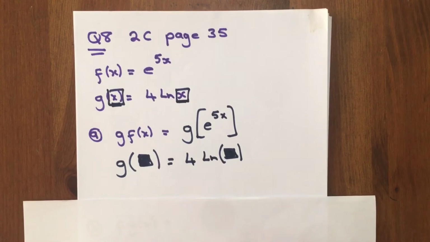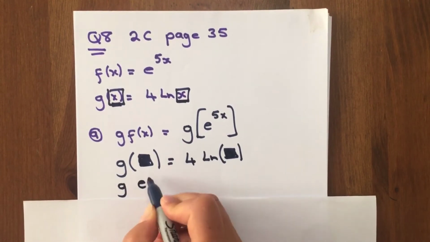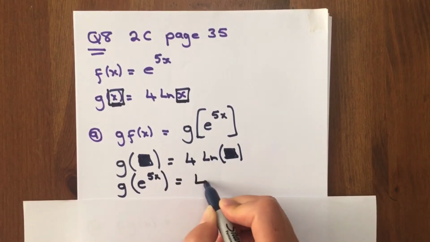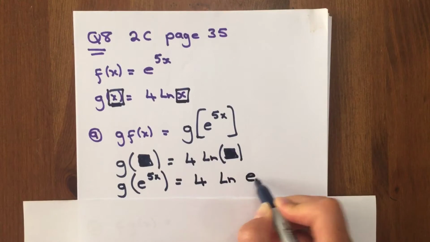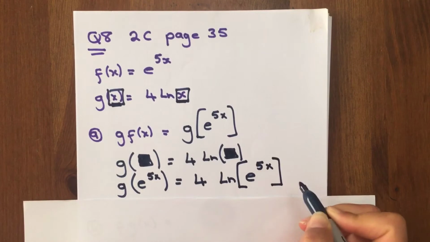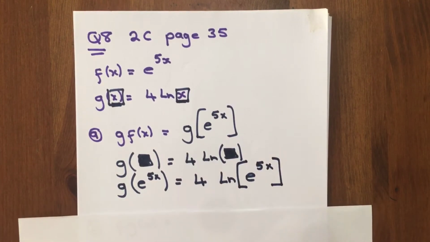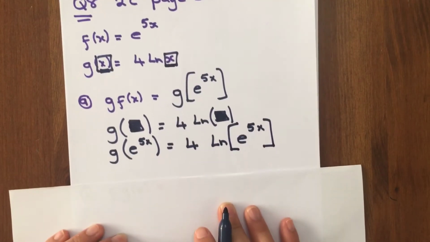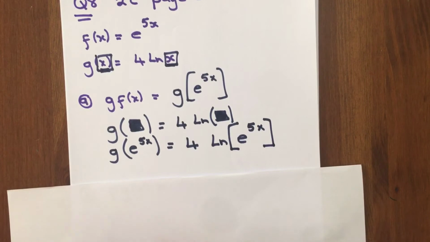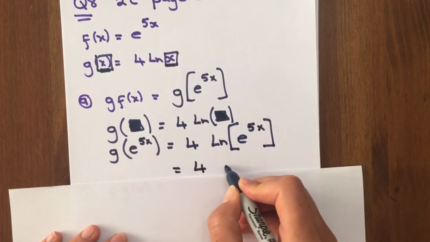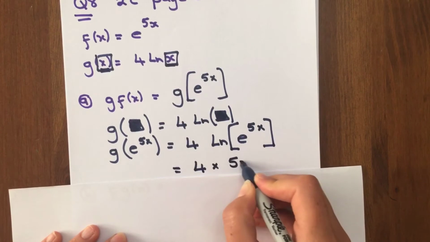Okay, so what am I putting in? I'm putting in e to the 5 of x. That's what's in my box, is 4 lots of ln, writing down what's in my box. Okay, so we've got that. Now you know that ln and e are inverse functions, like squaring and square rooting, like adding and subtracting. So they will cancel each other out. So this is the same as just 4 times 5x.